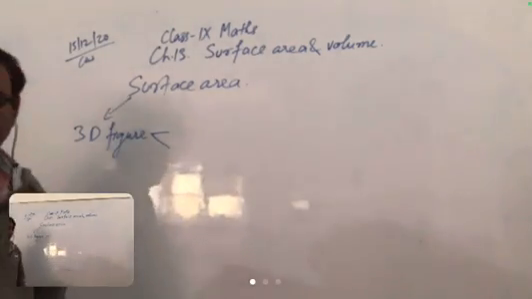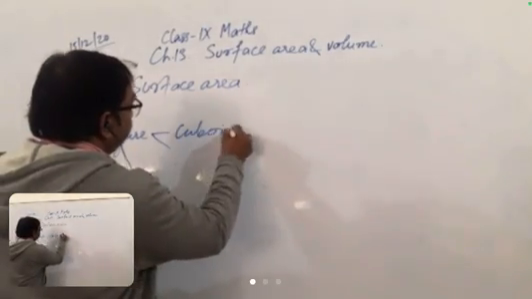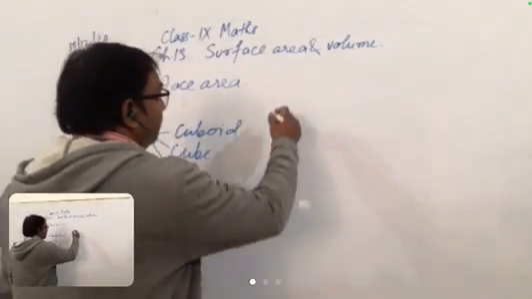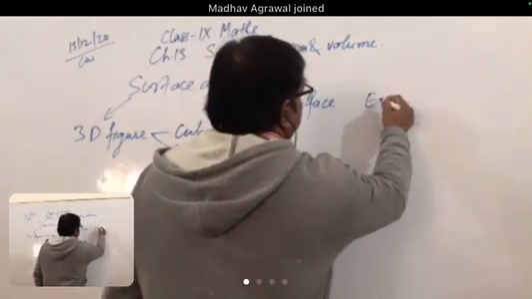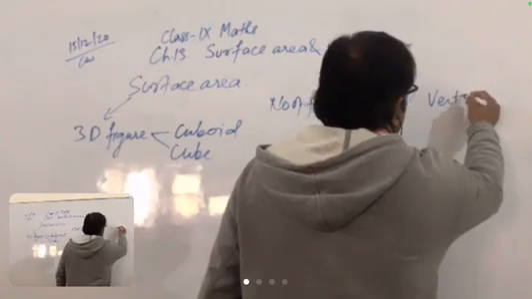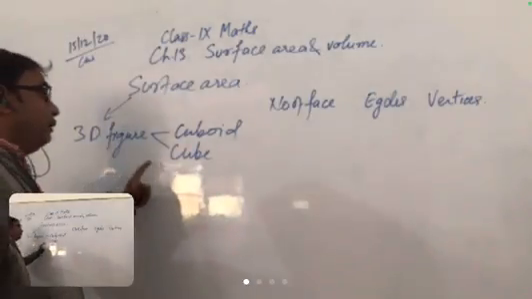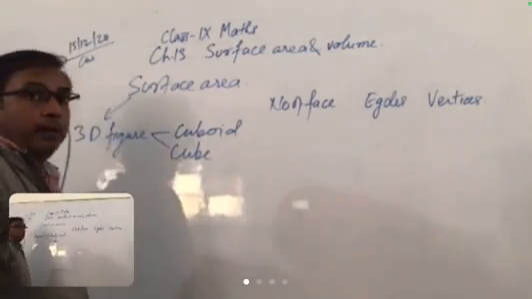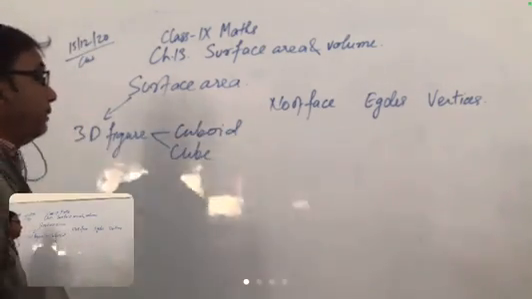Now, in the first exercise, basically the first exercise is related to the cuboid and cube. So first we talk about the number of faces, edges, and one more thing, vertices. So Ayushi, tell me, how many faces are in a cuboid? How many number of faces in a cuboid?